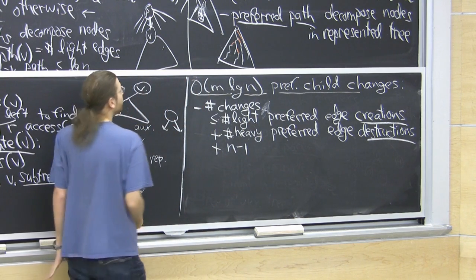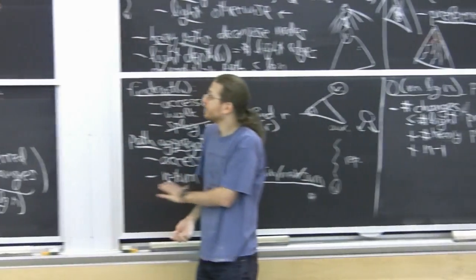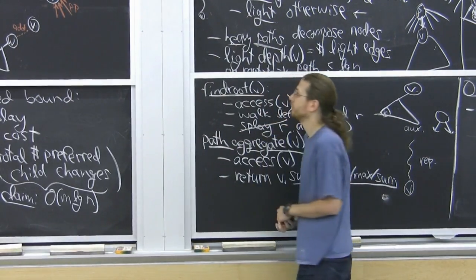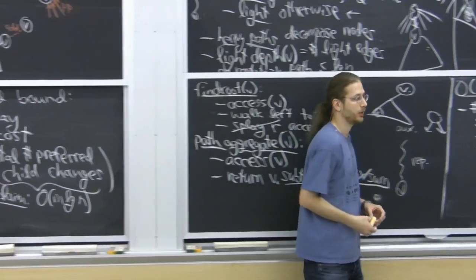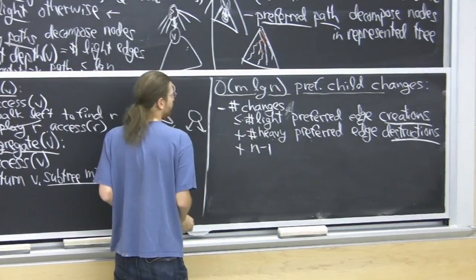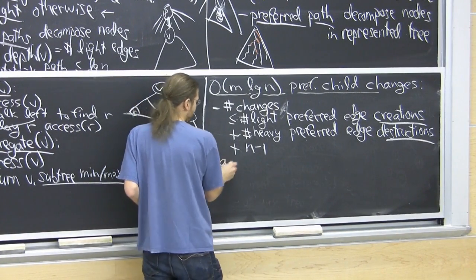Okay, so all we need to do is think about, in all these operations, access, link, and cut, just the updates. How can this change? So let's start with access.